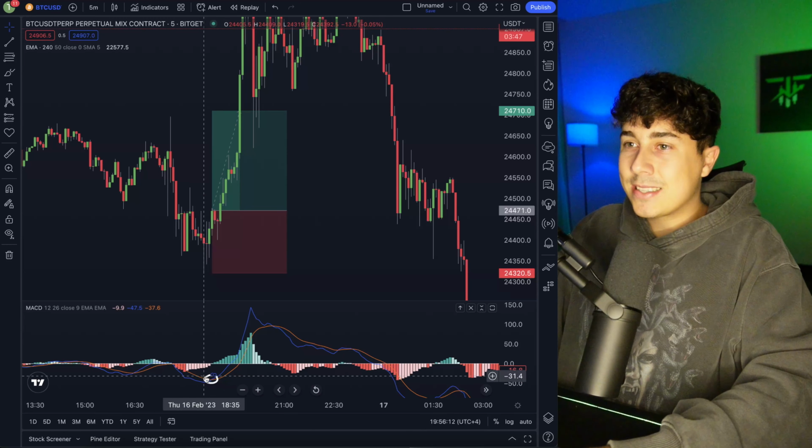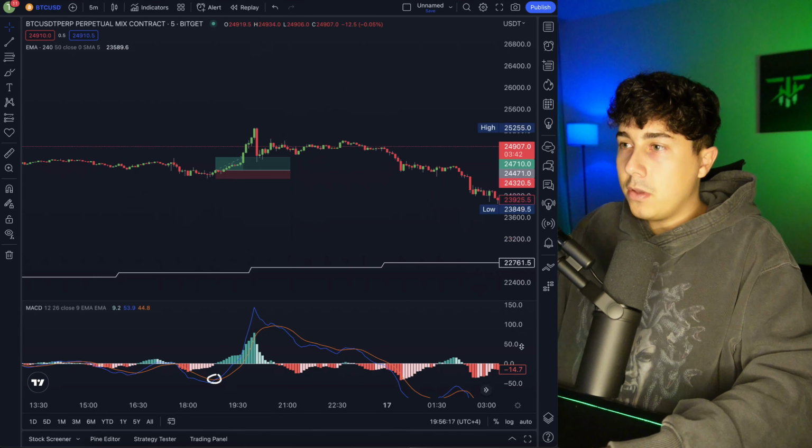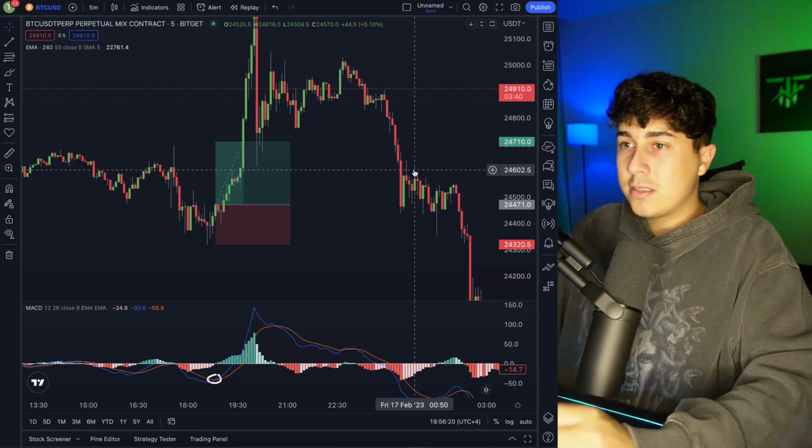MACD gives us the perfect sign here. The chart is looking great. We are above the EMA 50 if we zoom out here again. And all in all, the MACD works very well here.